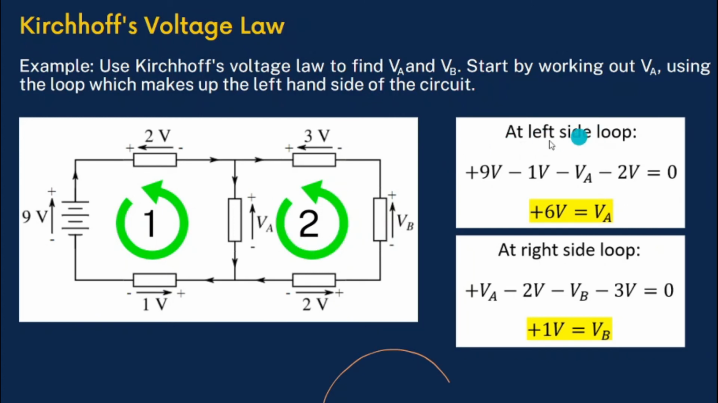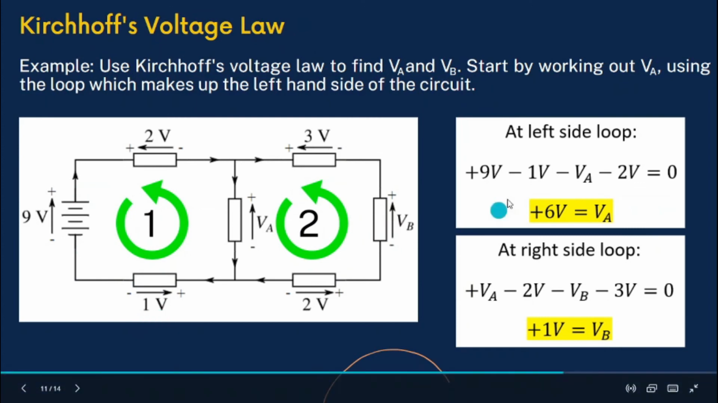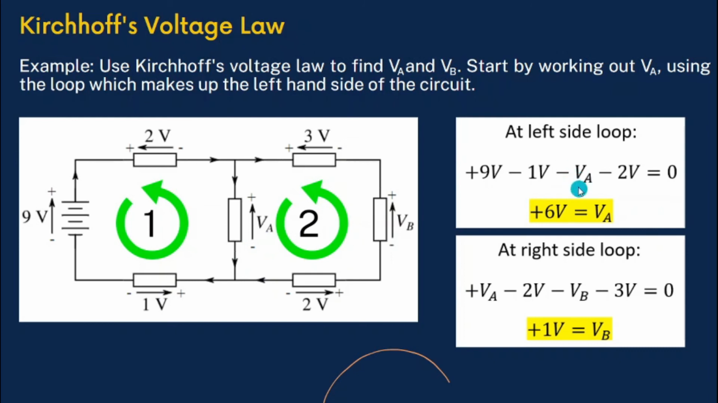At the left side loop, we go from negative and then reach the positive of the battery. So positive 9 volts, then minus 1 volt, then minus VA, then minus 2 volts is equal to 0. Then we use electron flow. To solve for VA, we transfer it to the other side, so it becomes positive. 9 minus 1 minus 2 is positive 6. So that is the value of VA.